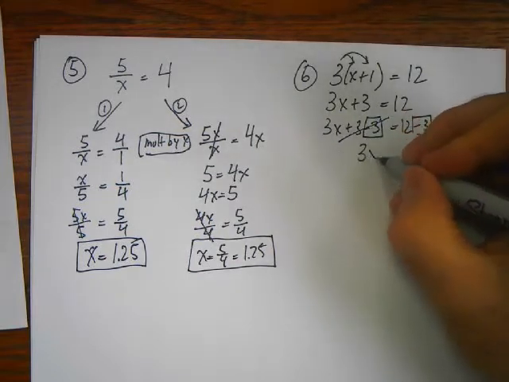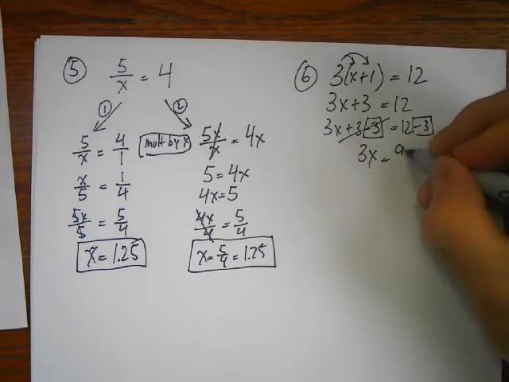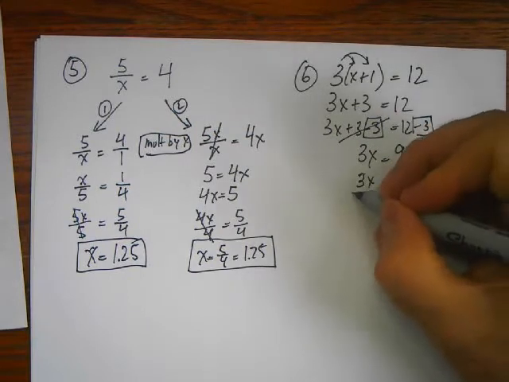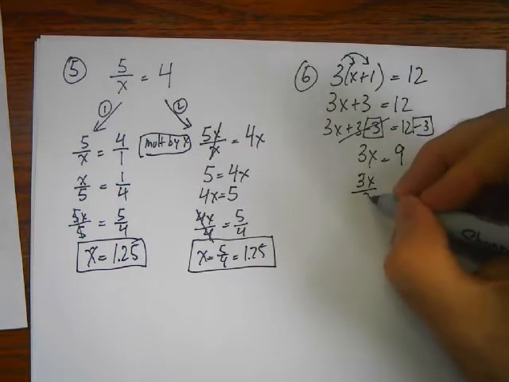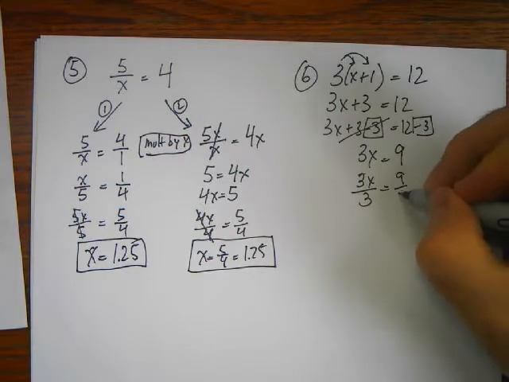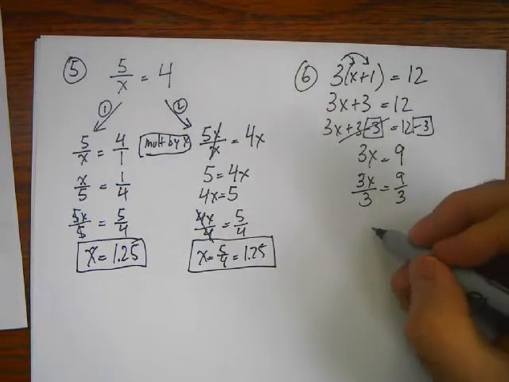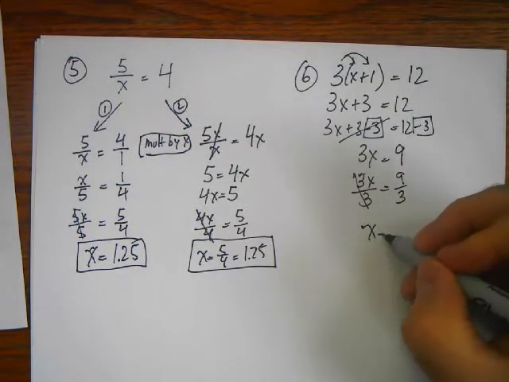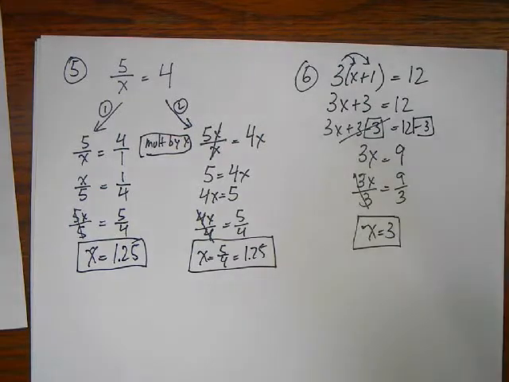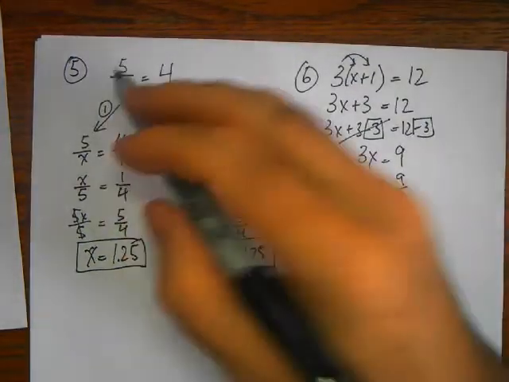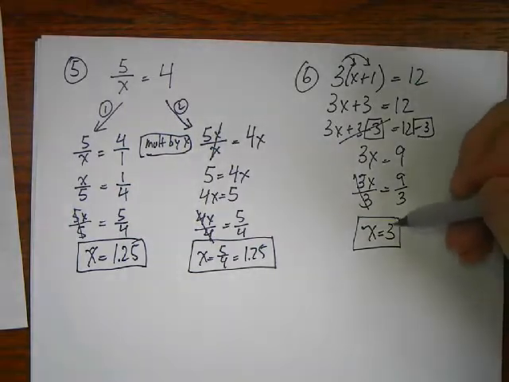These two will cancel each other out, and I get 3x equals 9. And then we just divide both sides by whatever's in front of the x. This time it's positive 3. And we get, those cancel out, x equals 3 is our solution. Okay, I didn't check that one, but it is correct.